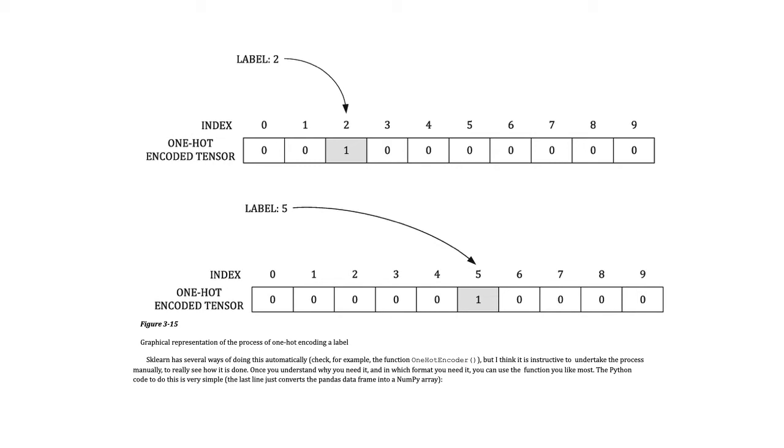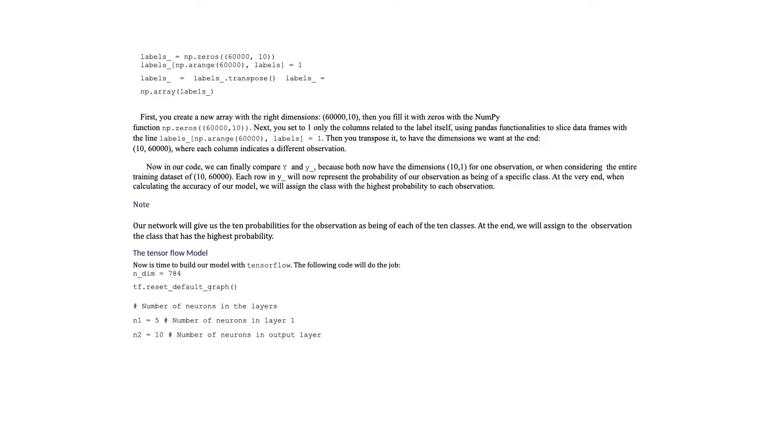Once you understand why you need it, and in which format you need it, you can use the function you like most. The Python code to do this is very simple. The last line just converts the pandas data frame into a numpy array. First, you create a new array with the right dimensions, 60,000 by 10, then you fill it with zeros with the numpy function np.zeros, 60,000 by 10.